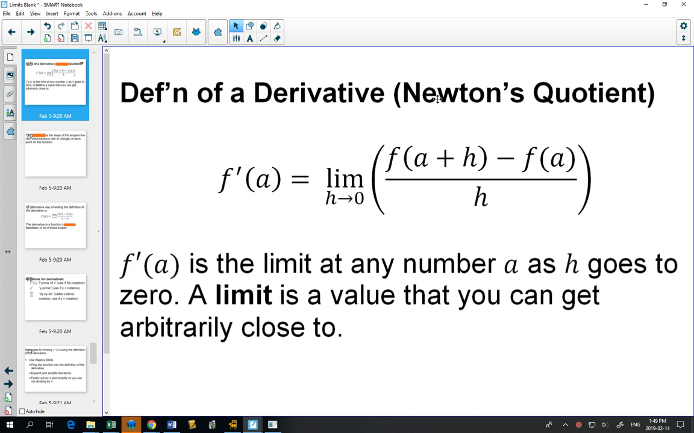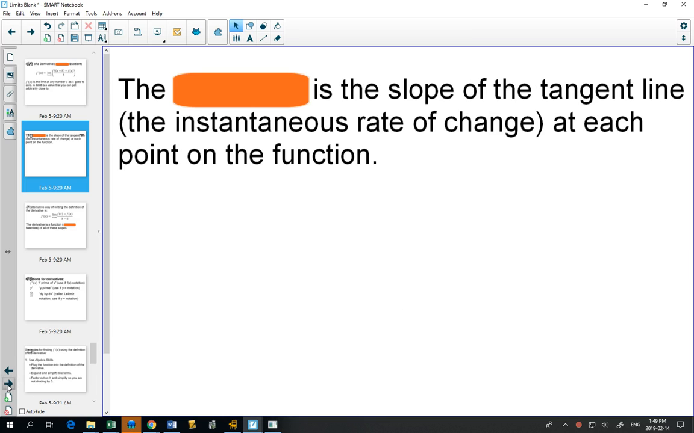So f prime of a is the limit as h goes to 0, and remember that a limit is something that you get really, really close to. The derivative finds the slope of a tangent line, that instantaneous rate of change at each point on the function. So when we plug in just a variable, what the derivative gives us is a slope function, an equation of all the slopes of all the tangents, no matter where they are.